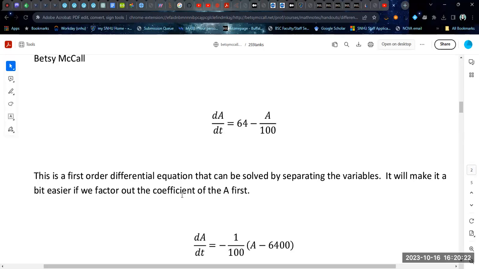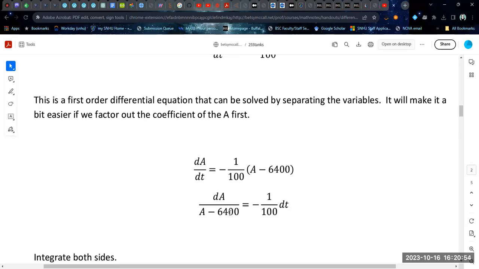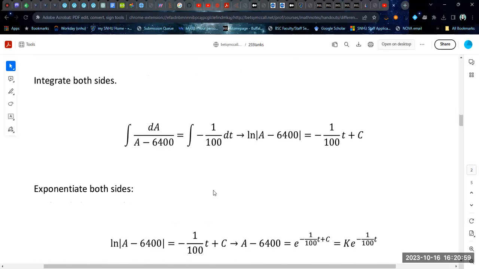So there's two different ways that we can solve this problem. We could solve it by using linear methods, linear differential equations, but this is also a problem that we can solve by using separation of variables. It's a little bit easier to do this one by separation of variables, and so that's the way that I've chosen to solve it here. So I'm going to factor out my coefficient of negative 1/100 and get my parentheses of A minus 6400. And then I'm going to divide by that and multiply by dt, and then integrate both sides.